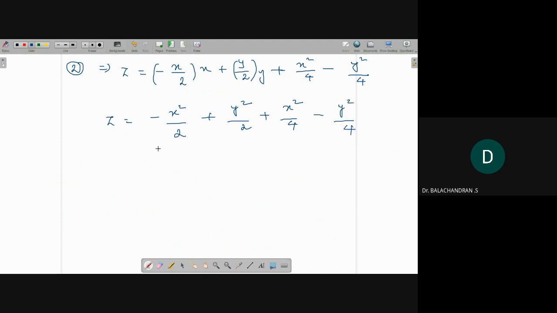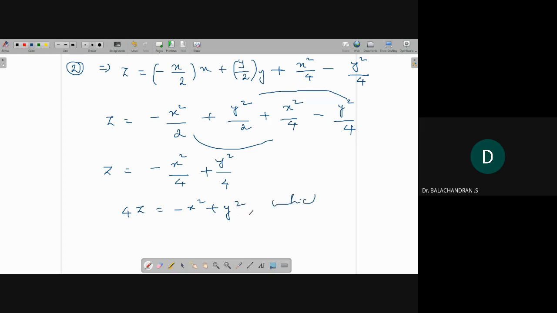If you simplify and group these, you get z equal to minus x square by 4 plus y square by 4, or 4z equal to minus x square plus y square, which is the singular solution of equation 1. Okay, so I'll stop here.